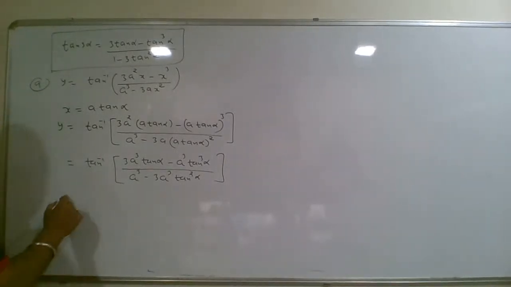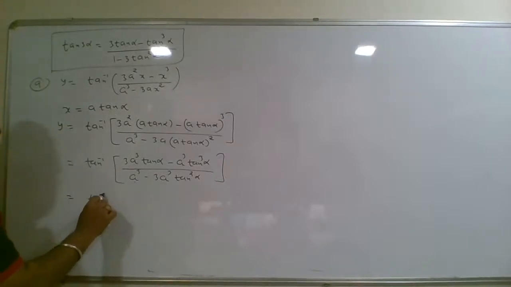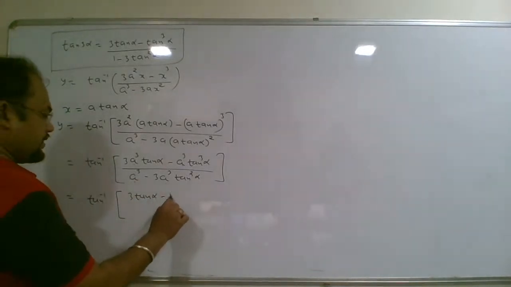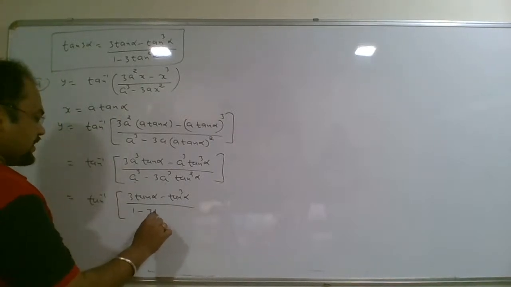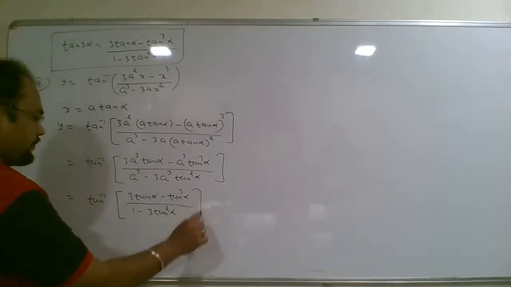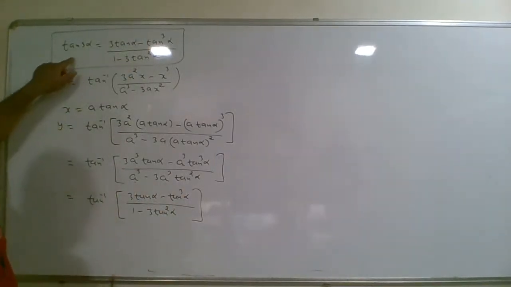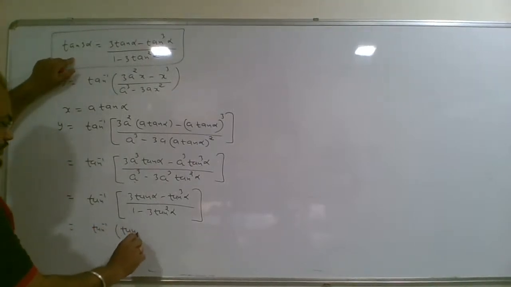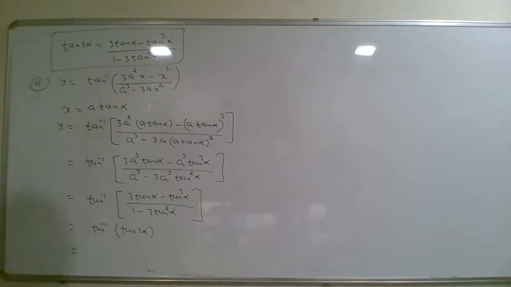So a cube is common from denominator and numerator. So it is tan inverse of 3 tan alpha minus tan cube alpha upon 1 minus 3 tan square alpha. It is the formula. So this equals tan 3 alpha. So tan inverse of tan 3 alpha. Tan inverse and tan cancel. So it is 3 alpha.